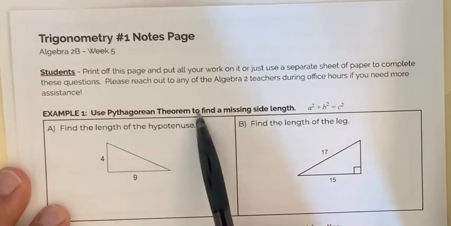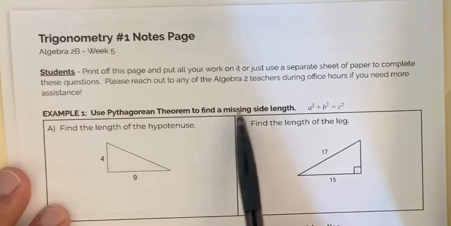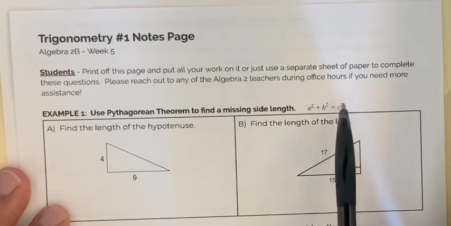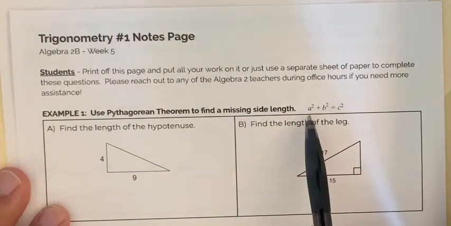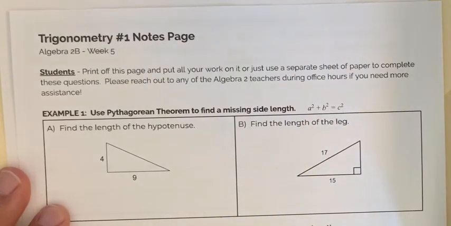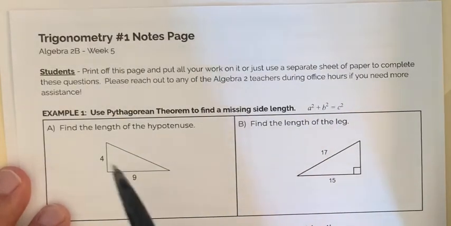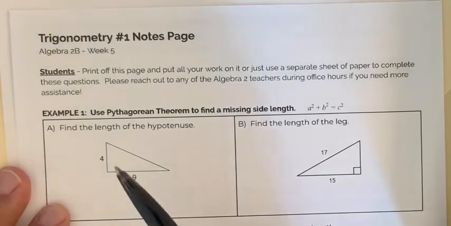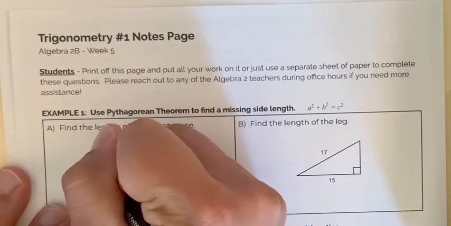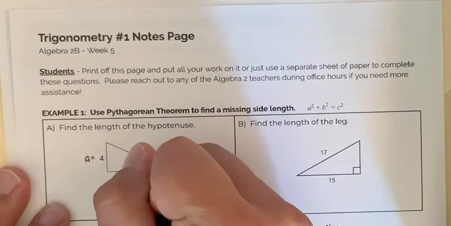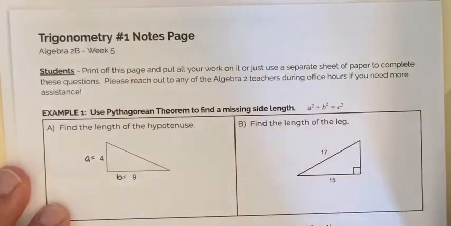So the Pythagorean Theorem says to find the missing side length, we know that a squared plus b squared equals c squared. And then just a reminder, A and B are the legs of a right triangle and C is the hypotenuse. So for example 1, we have to find the length of the hypotenuse. So first of all, I'm going to call A my shortest side of the triangle, B the middle side of the triangle or the middle leg, and the hypotenuse is C.